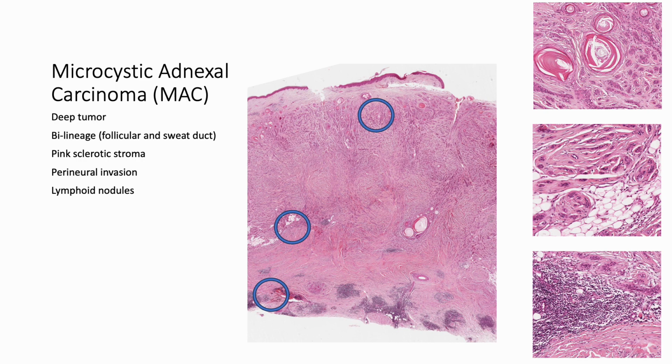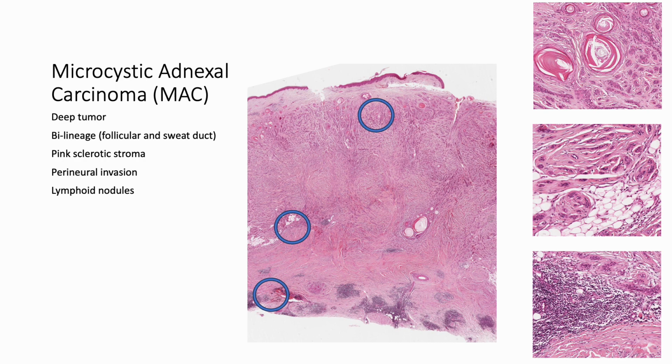You can see it has a very deep infiltration, and within the deep portion you can see lymphoid aggregates. This is a unique feature of this diagnosis. And when you zoom in, you should see bilineage differentiation, including the follicular and the sweat duct. When we talk about follicular, we are talking about the cystic formation, and when we talk about sweat duct, you can see those ductal morphology. So those are the features of MAC.